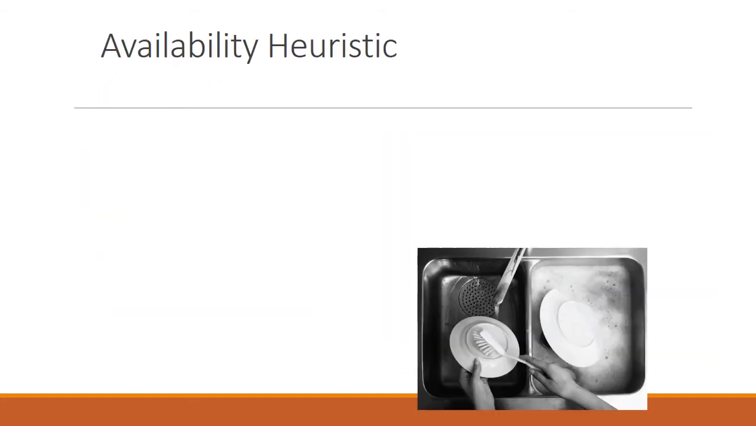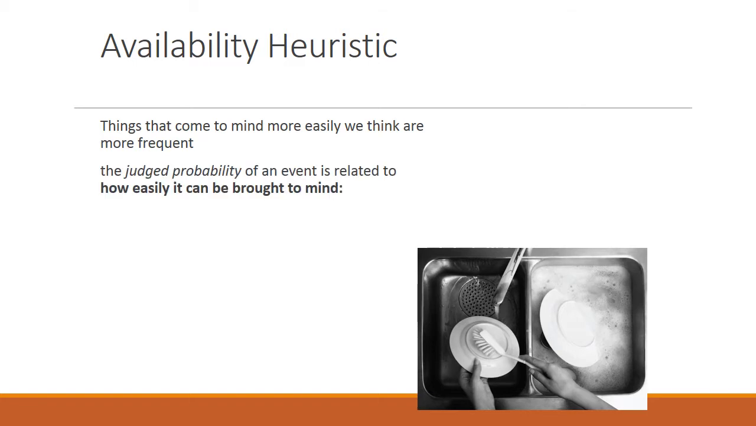There are various types of heuristics that we rely on in daily life. So the first we'll talk about is the availability heuristic. So this is the idea that things that come to mind more easily we think are more frequent. So the judged probability of an event, how likely an event is to occur, is related to how easily it can be brought to mind. You can think of it as how fluent that event seems. So you can see this illustrated in the following example.